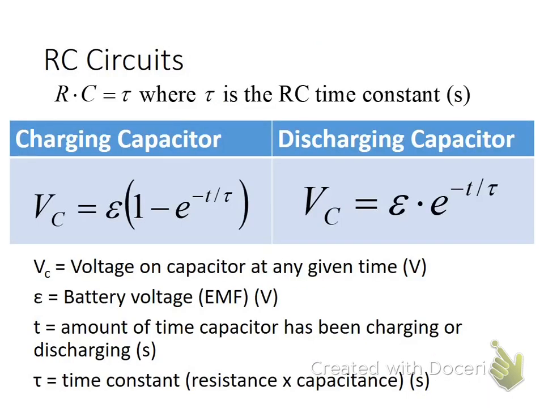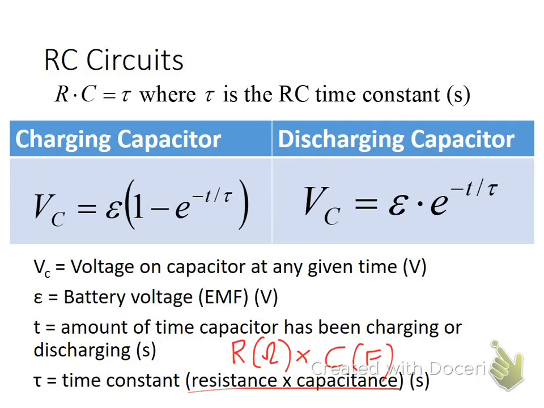We closed out the unit talking about RC circuits. You'll use a different equation whether the capacitor is building up charge, or whether the capacitor is releasing charge, or discharging. In both of these equations, Vc is the voltage on the capacitor at any given time, and this value changes as time passes. That epsilon there, Greek letter epsilon, is the battery voltage, known as the EMF. T is the amount of time that the capacitor has been charging, and tau is the time constant. Take your resistance in ohms, multiply it by your capacitance in farads, and that's your tau value.